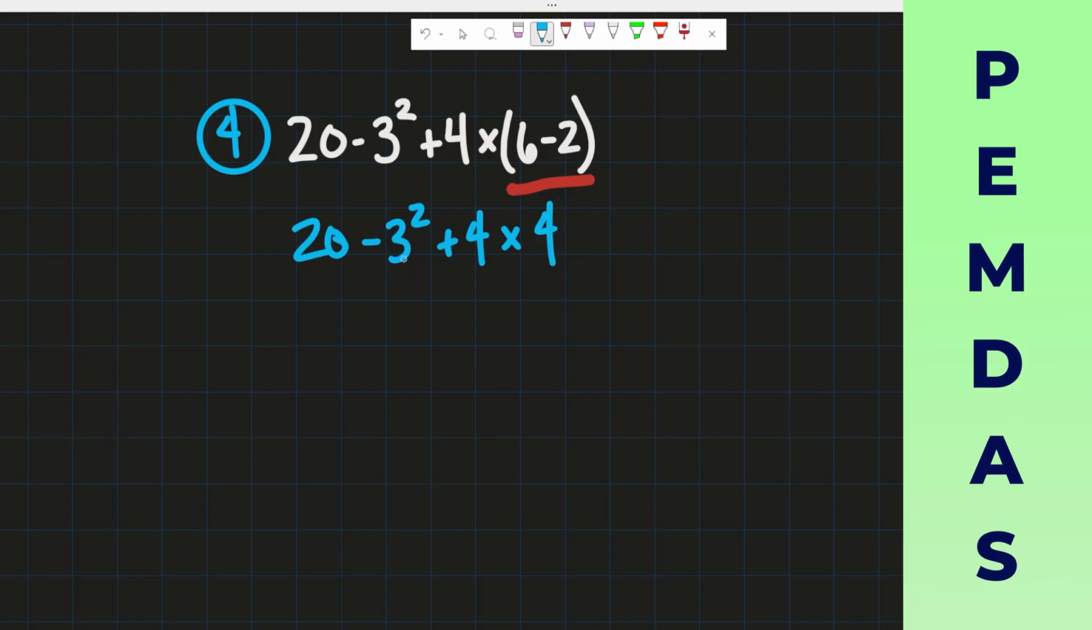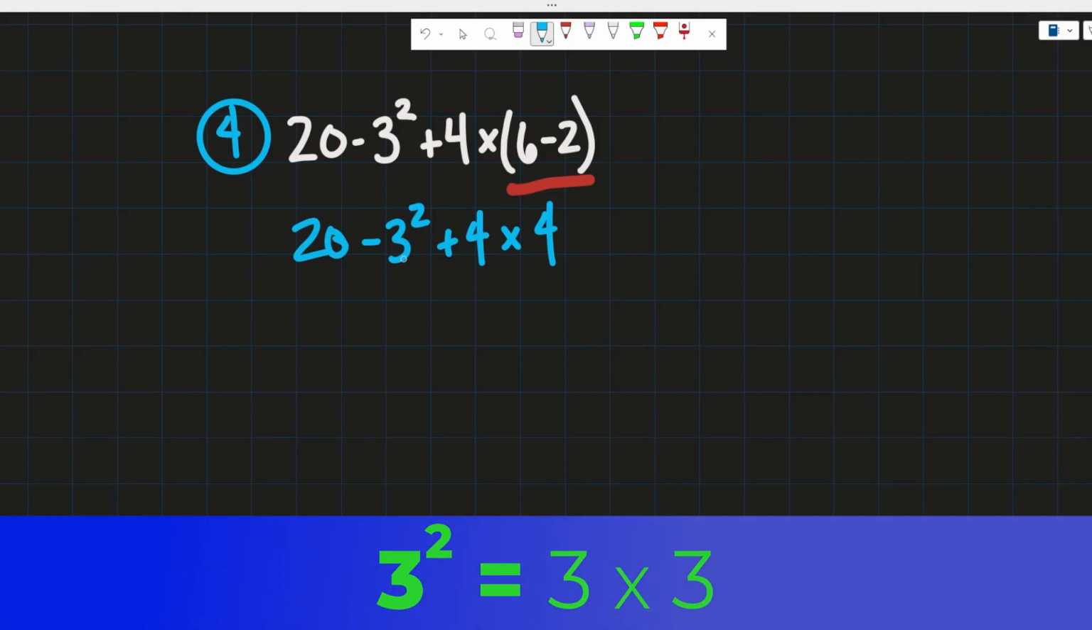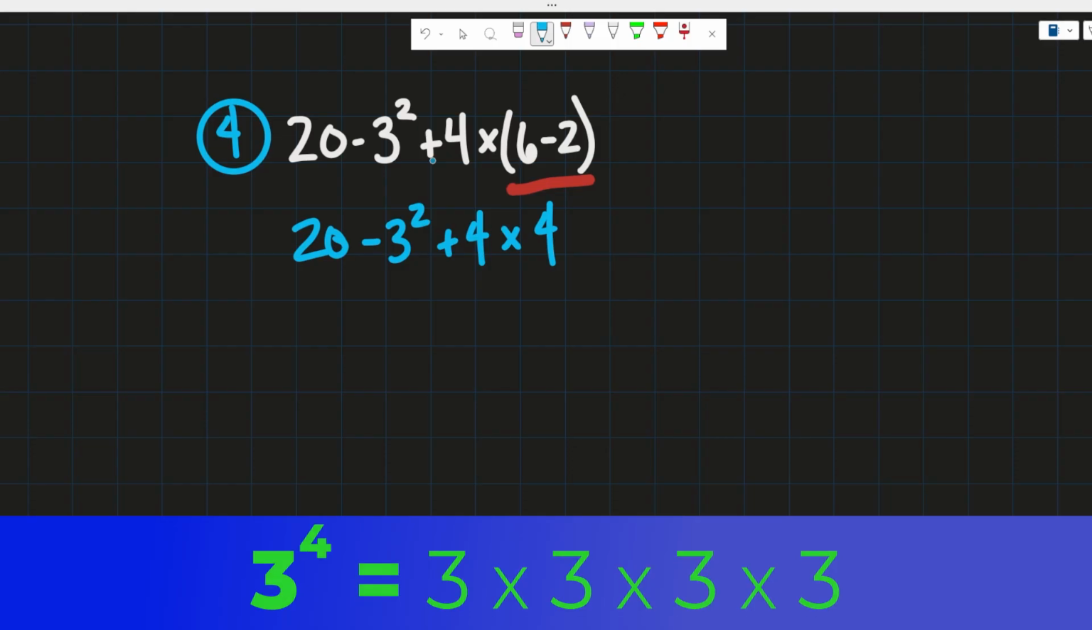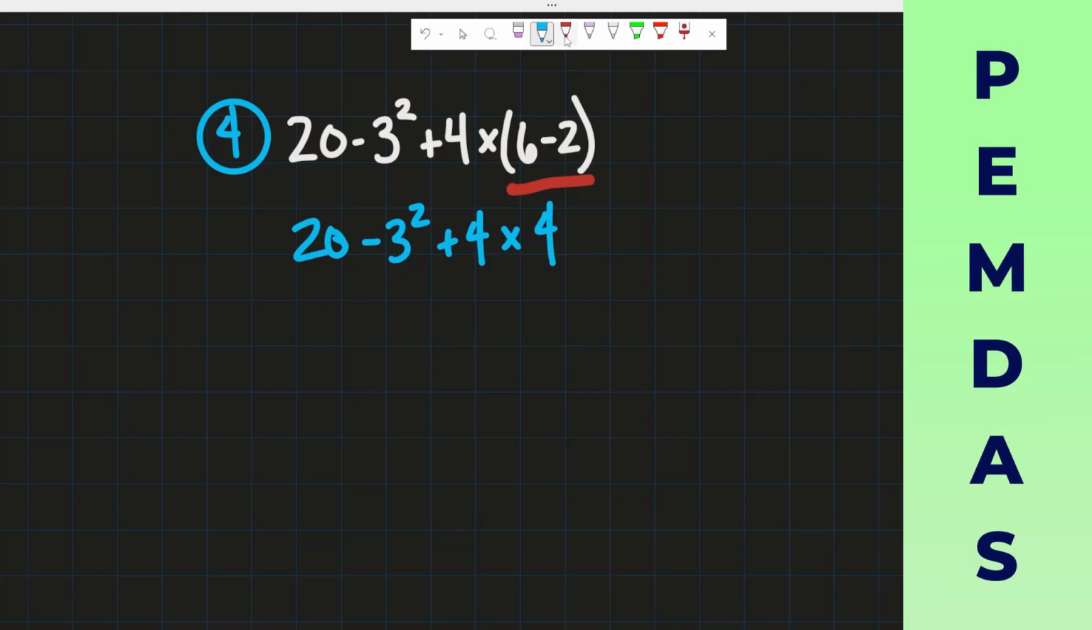Now, if you're not used to exponents, this just means 3 times itself twice. If we had 3 to the 4th power, we would be multiplying 3 by itself 4 times. All right. So again, let's underline this because this is our step. And then we can rewrite everything. So 20 minus 3 times 3. 3 by itself twice is 9. And then we'll rewrite everything else. There we go. Now we can keep going on with the progress.